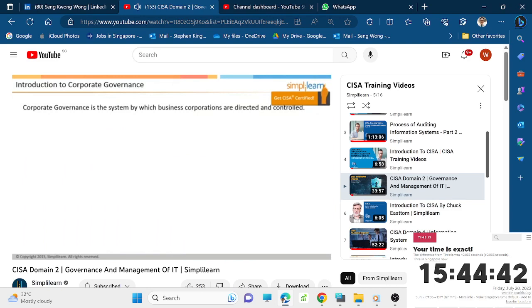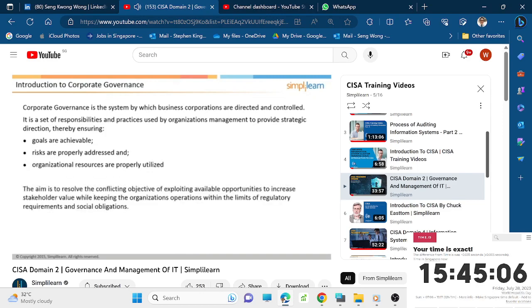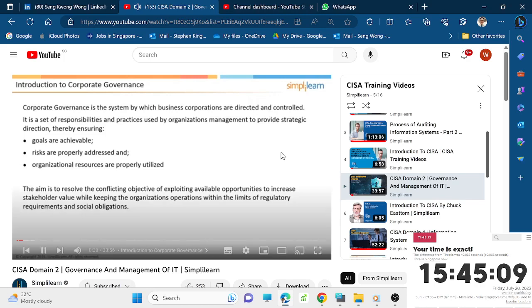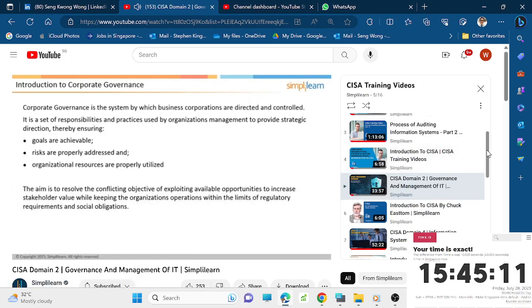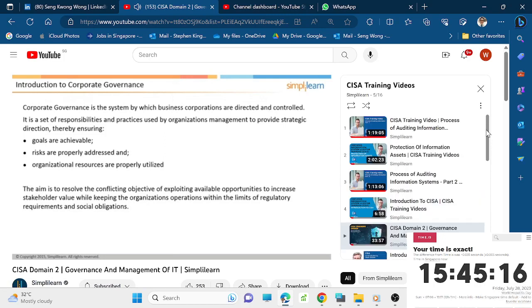Corporate governance is the system by which business corporations are directed and controlled. It is the set of responsibilities and practices used by organizations' management to provide strategic direction, thereby ensuring goals are achievable, risks are properly addressed, and organizational resources are properly utilized. The main aim of corporate governance is to resolve the conflicting objective of exploiting available opportunities to increase stakeholder value while keeping the organization's operations within the limits of regulatory requirements and social obligations.